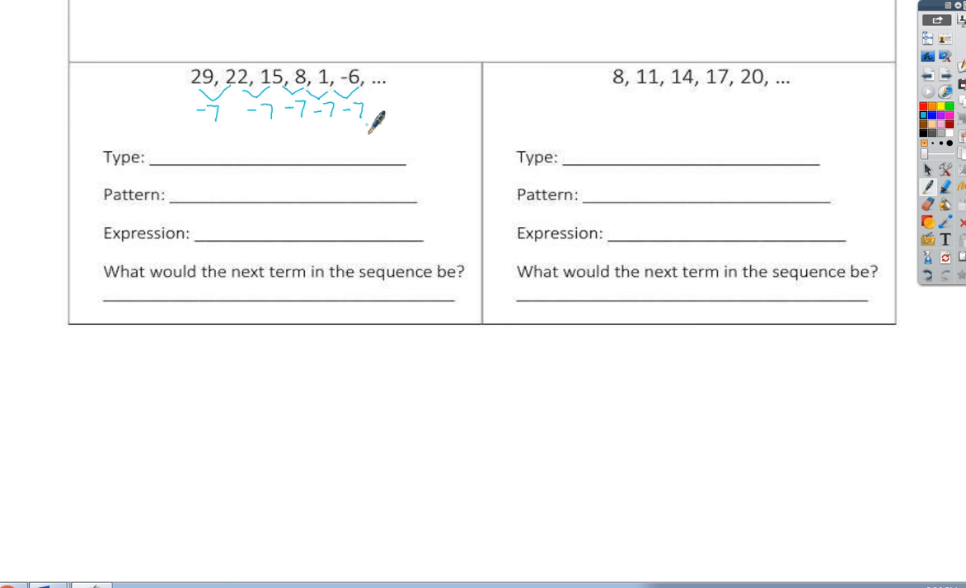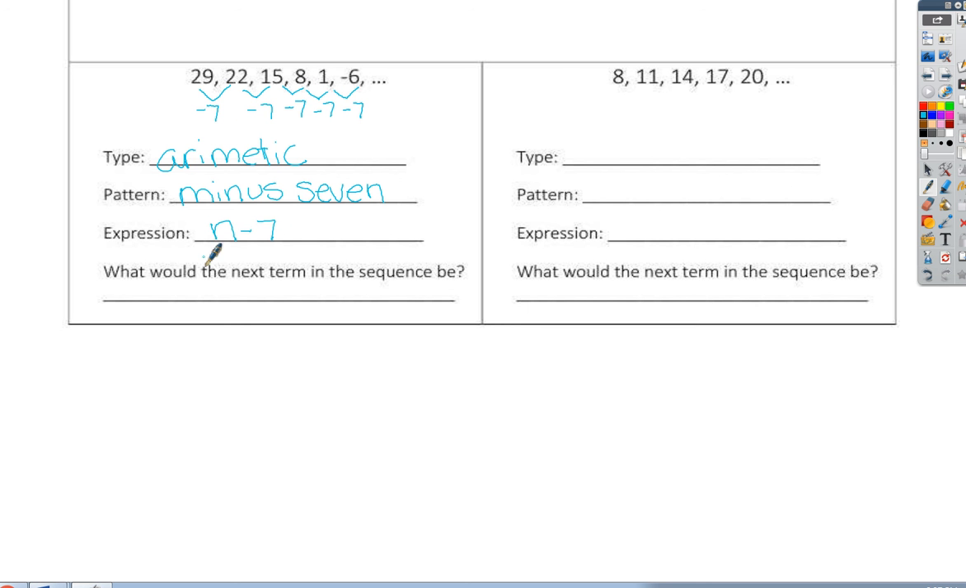The type of sequence this is, is arithmetic. The pattern we have was minus 7. And the expression, so we don't know what the first number is, so that would be N, and our second part of our expression would be minus 7. So any number minus 7 would help us figure out our sequence. We could plug in 29 as N and get the next number in our sequence.